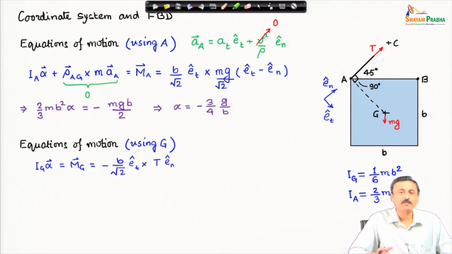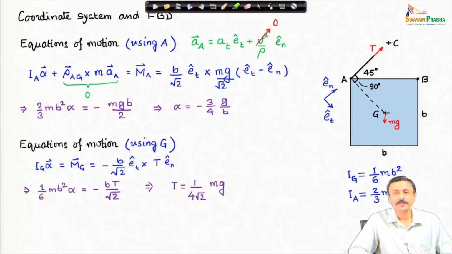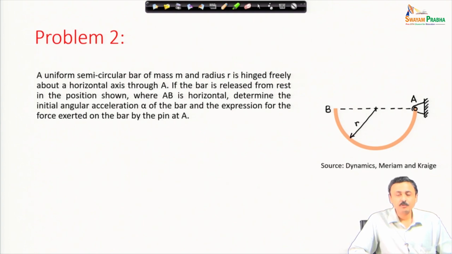I G times alpha is the moment about G of all forces, and here tension is the only force that produces moment about G. Substitute, and you can solve for the tension in the string or the wire. If you plug in the values that are given in the problem, you will get tension as 20.8 Newton. So, that completes this problem. We move to the second problem.